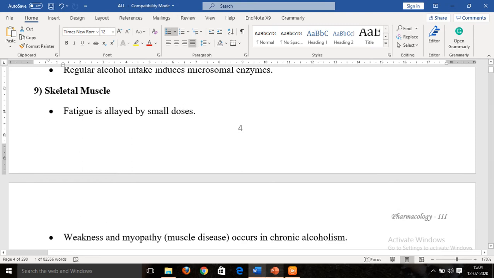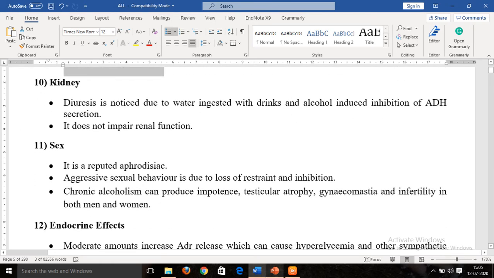Then next, coming to the action on the skeletal muscles. Now fatigue in the skeletal muscles, fatigue meaning general tiredness, is allayed, that is abolished, in smaller doses. So the muscular performance will be improved under the influence of small amounts of alcohol which is consumed. However, in case of chronic alcoholism, that is over a period of time, if the person consumes the alcohol continuously, it may lead to muscle weakness and myopathy, that is muscle disease. The muscles will get diseased or damaged and they will become weak, so that their normal functioning or their normal performance will get hampered.